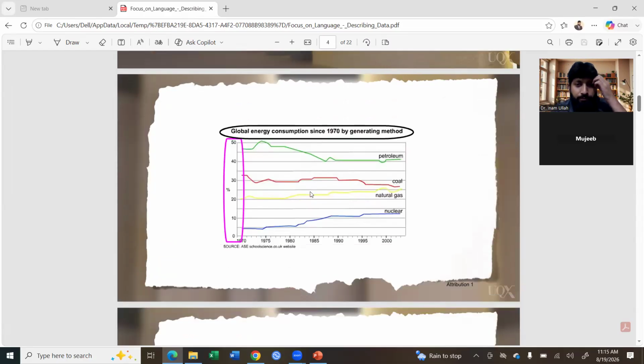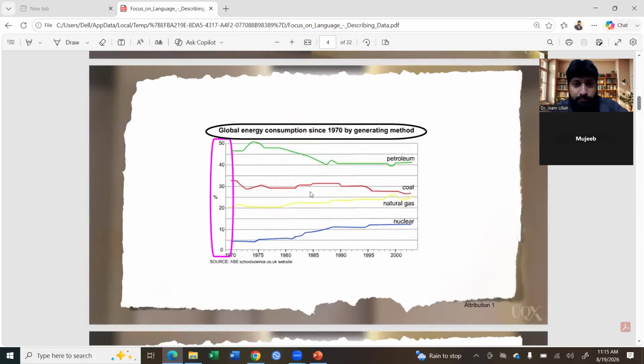Now look here. Here is an example. Can you see the screen? Is the screen visible there? Yes, sir. Okay, you can see here global energy consumption since the 1970s by generating method, right? So this is the time frame. We have the 1970s to 2000. Now we have changes. We have a downward trend, and then we have an upward trend, right? And this is the percentage.